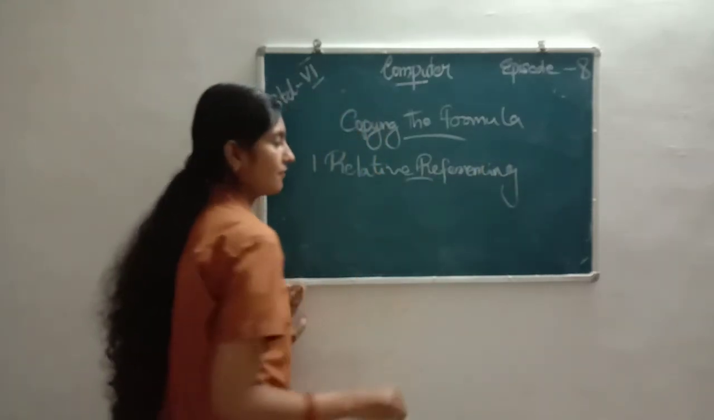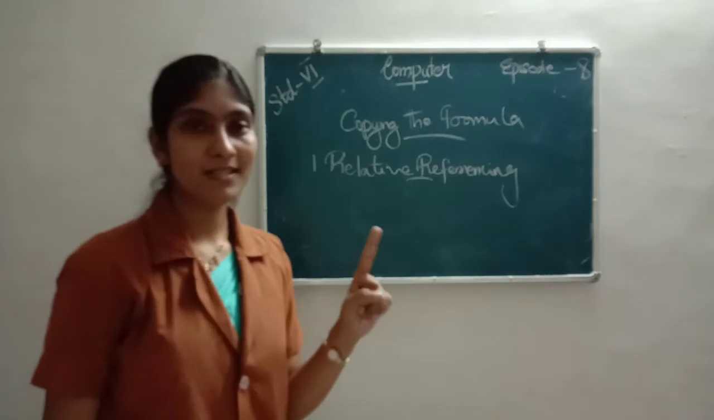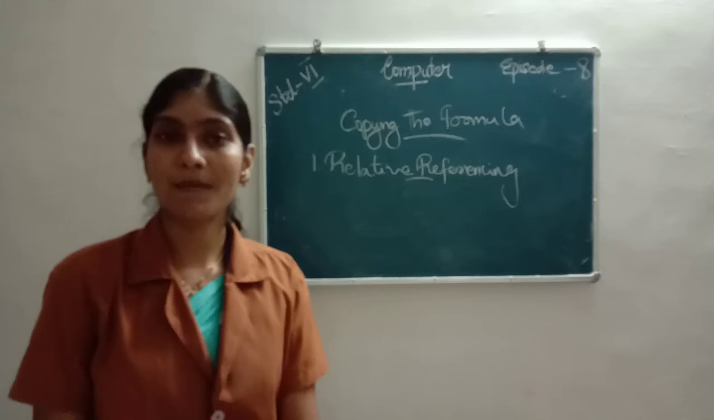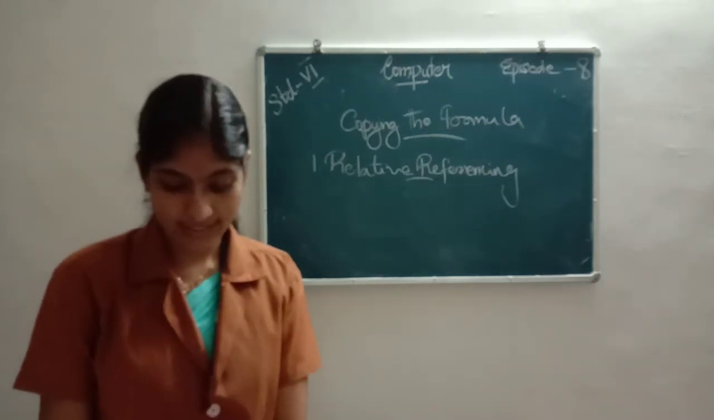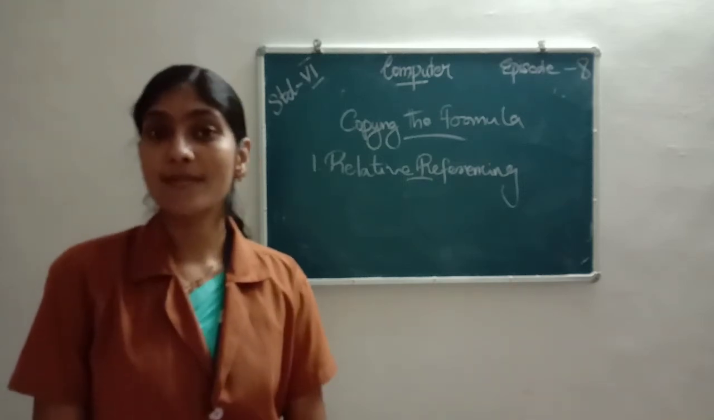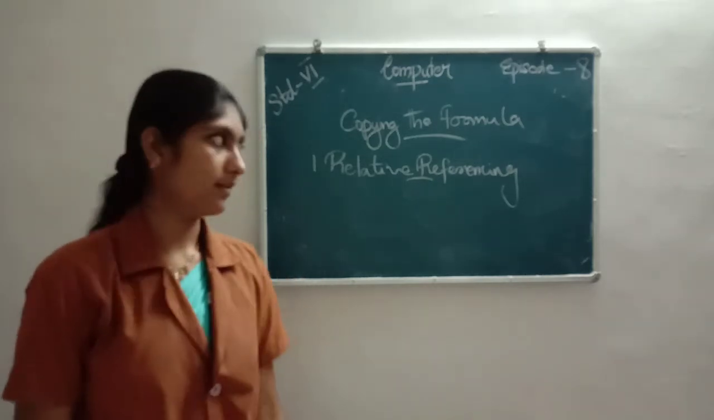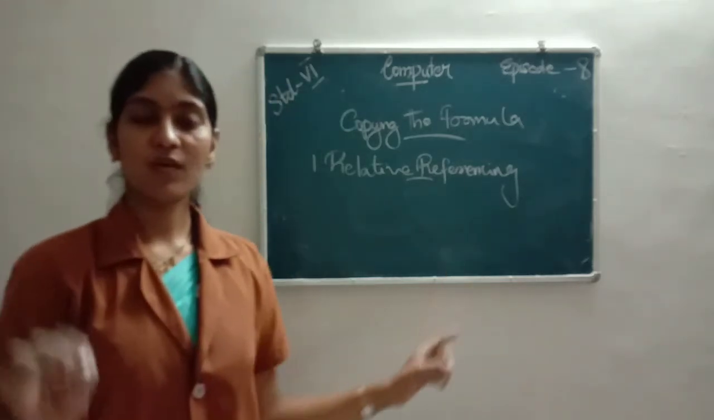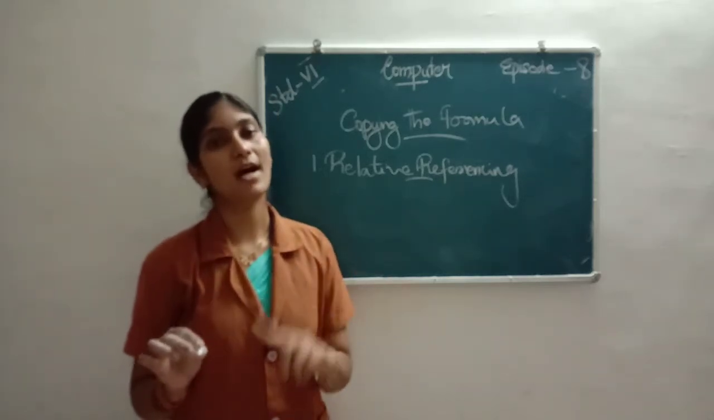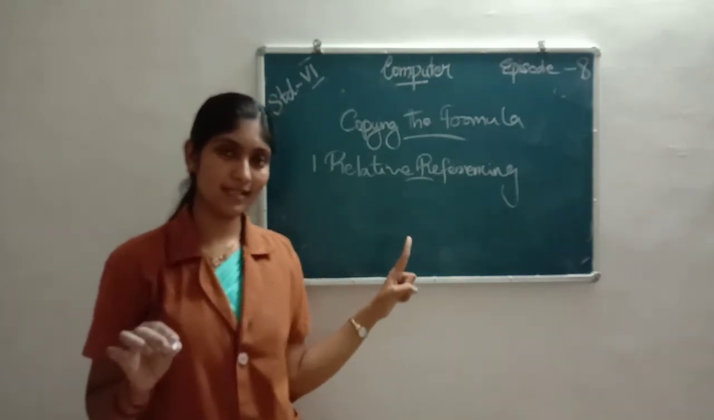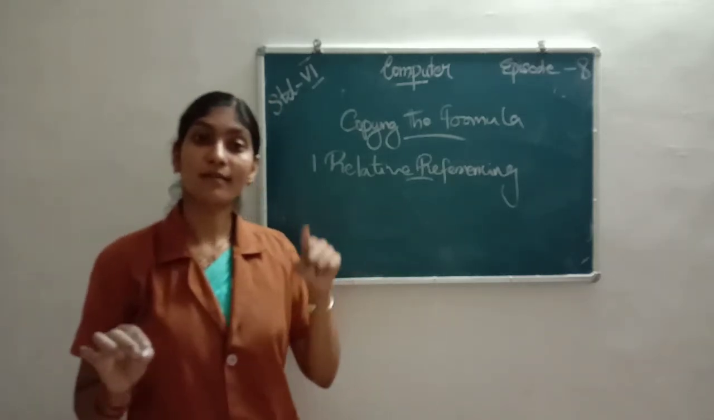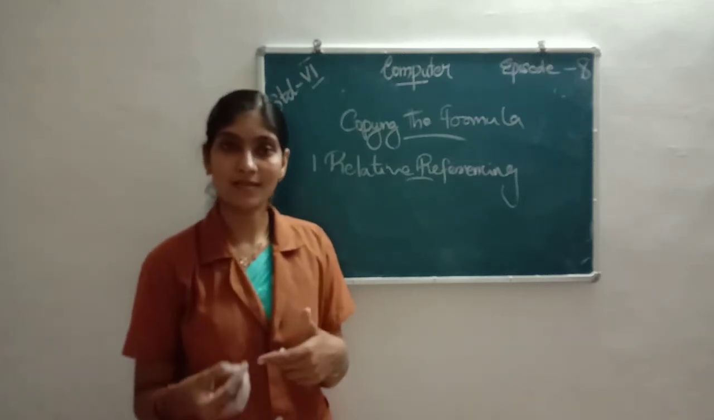Relative referencing means referencing something related to the cell. For example, in relative referencing, when you copy a formula to different cells, the cell address in the formula changes according to the rows and columns where the formula is being copied. Once again, if you copy a formula from one cell to another using relative referencing, the cell address changes according to the rows and columns it is copied to.